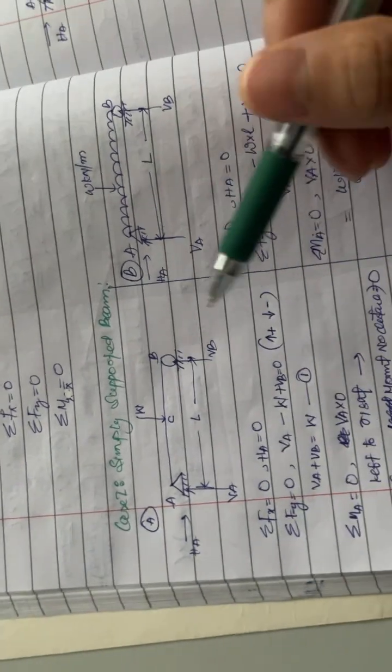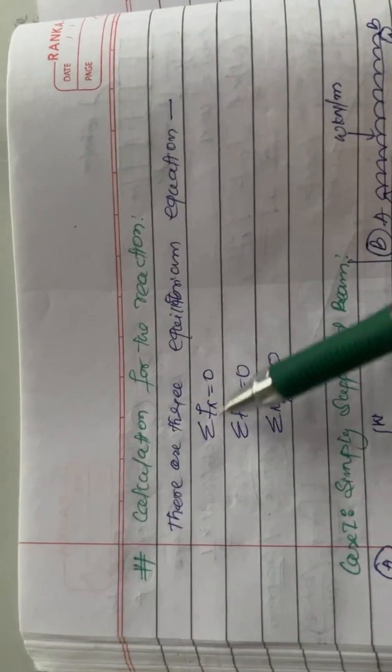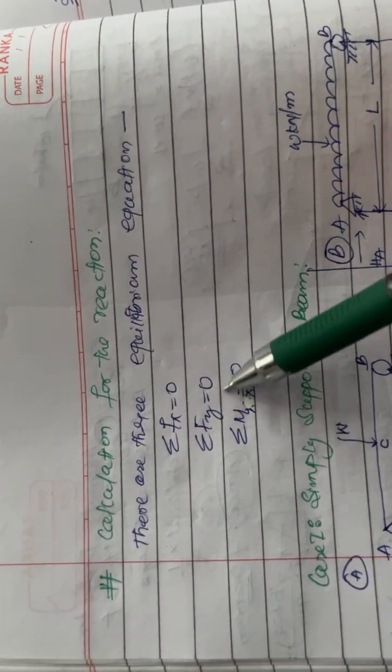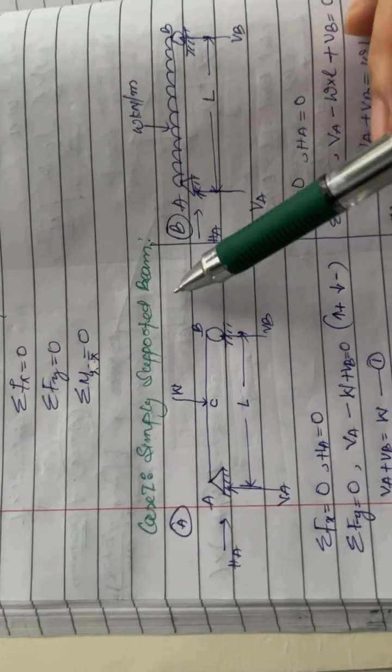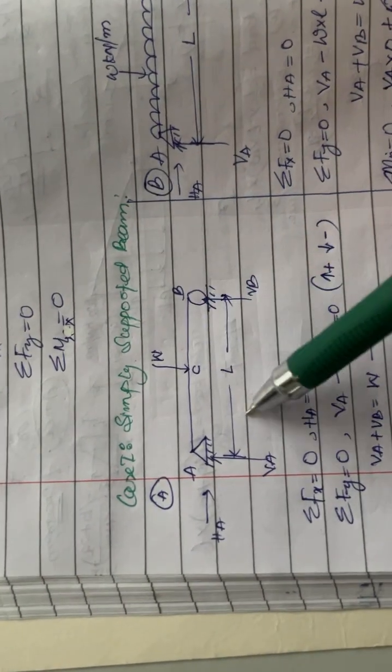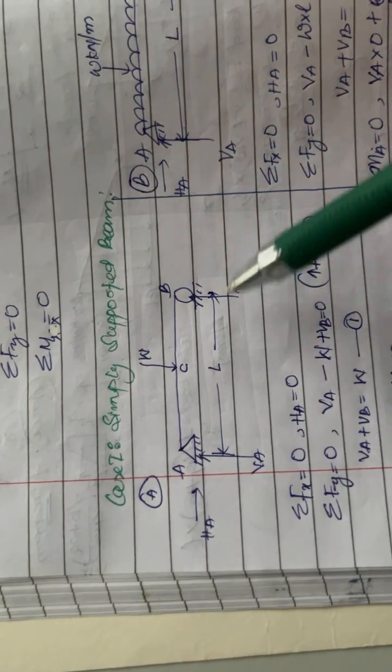Calculation for the reaction of object. हम actually there are three equilibrium equations आपको पता है. Summation Fx equal to 0, summation Fy equal to 0, summation M equal to 0. Suppose it's our simply supported beam. The point load is acting, point load without UDL. VA होगा, HA होगा, VB होगा, we know that.